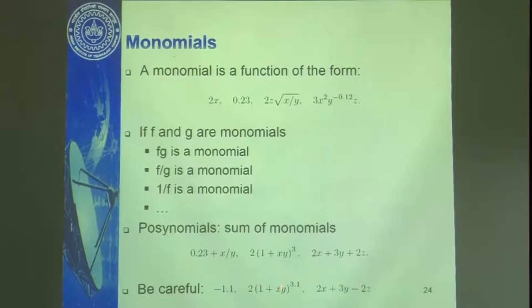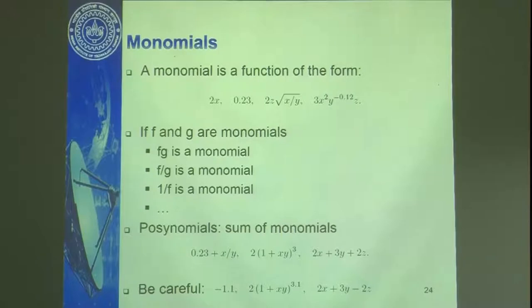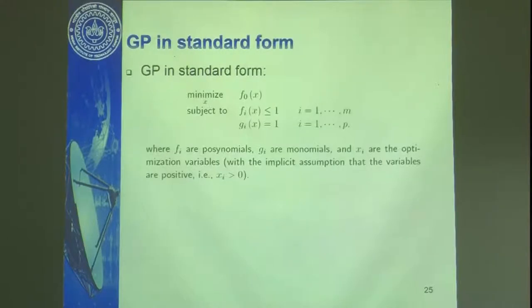However, if you had 1 plus xy cube, then you would have expanded it. You would have written it as 1 plus x cube y cube plus 3 x square y square and so on. That would have been a posinomial. But because you have 3.1, it will not. And similarly, this is not a posinomial because minus 2z is there. And the GP in standard form is this one.